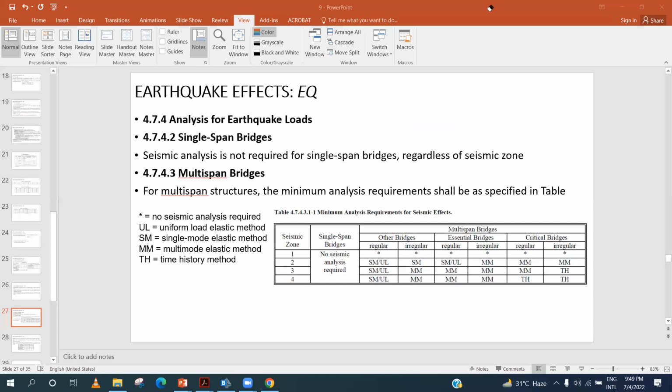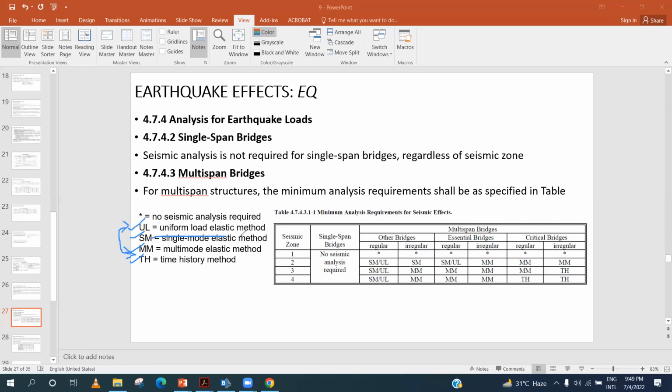One thing more, in this code we have these three types of analysis, which we will study: single mode, multi-mode, and time history. We will cover the multi-mode response spectrum and uniform load methods. Mostly these two will cover 90% of your bridges.